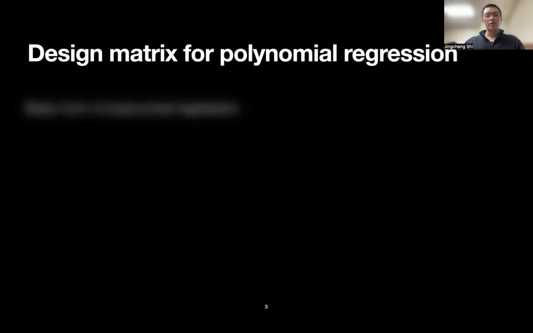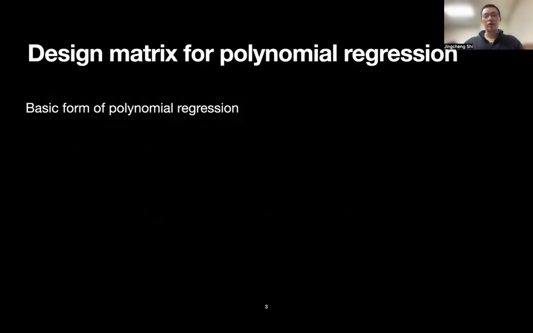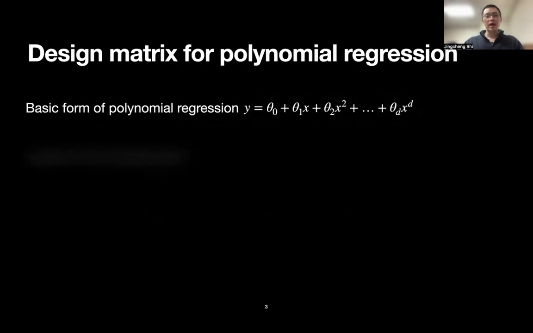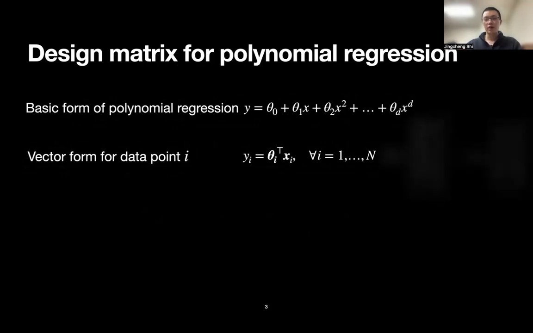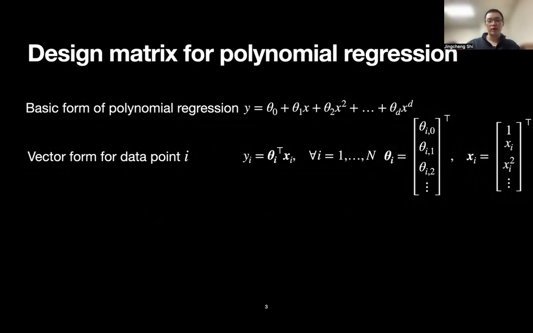Like in linear regression, we will also construct a design matrix for polynomial regression. The basic form looks like this, as shown in the previous slides, and then we can rewrite it in vector form for data point i: y_i equals theta times x_i. Theta and x_i here are both vectors, representing different variable parameters in the form, and x_i represents the x value with different powers. So x to the power of 0 is just 1, then x_i, and x_i to the power of 2.